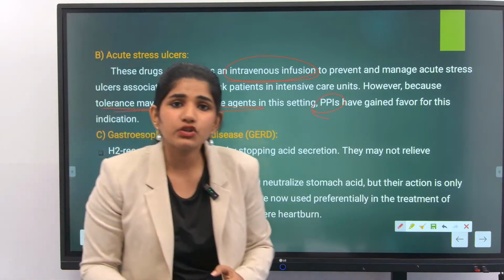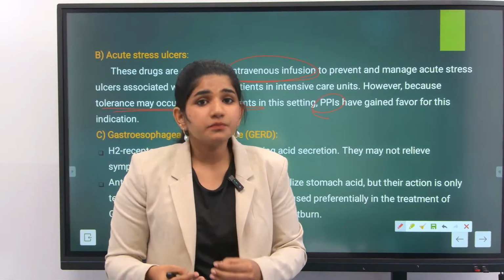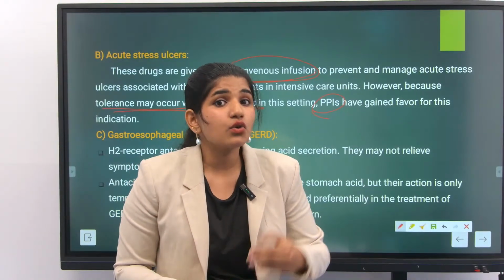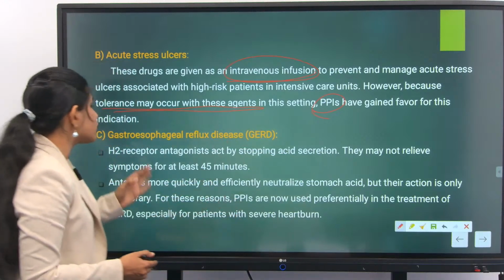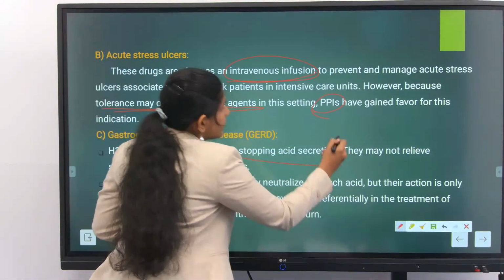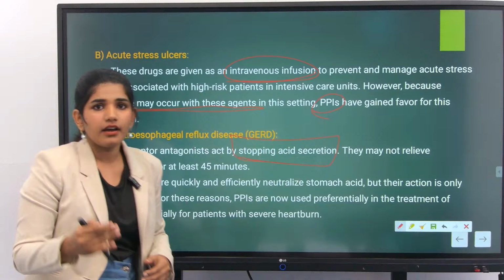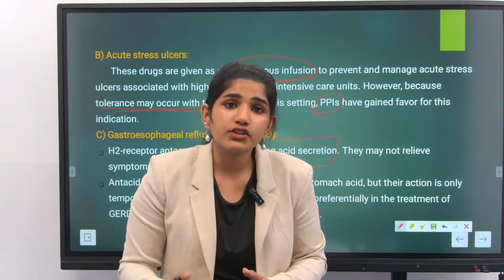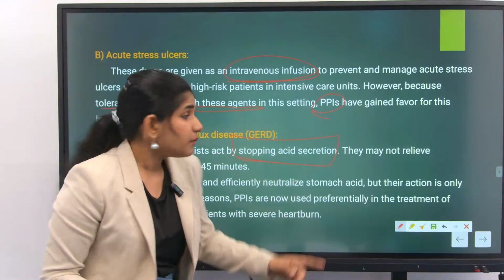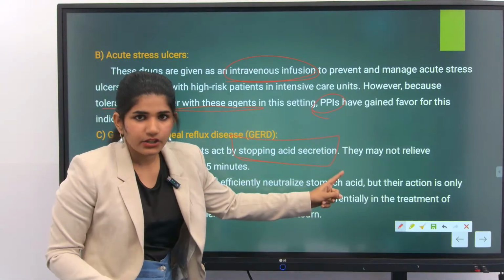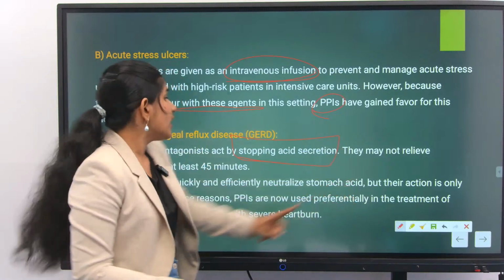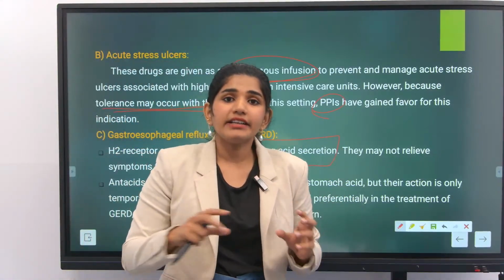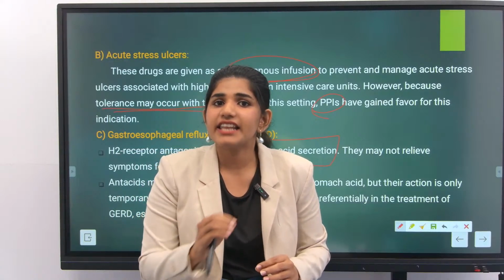What is gastroesophageal reflux disease? It is a retrograde movement of the gastric contents into the esophagus. In such a condition, H2 antihistamines act by stopping acid secretion, so they always decrease the acid. In GERD, if we give H2 antihistamines, they act by stopping acid secretion, and they may not relieve the symptoms for about 45 minutes. There is a lag in their action.